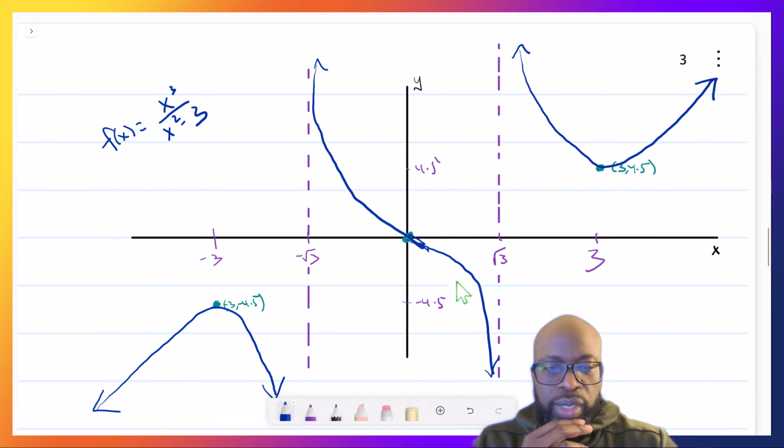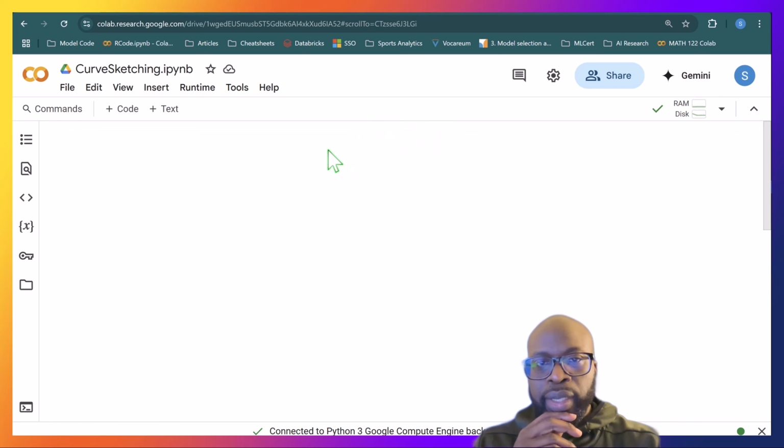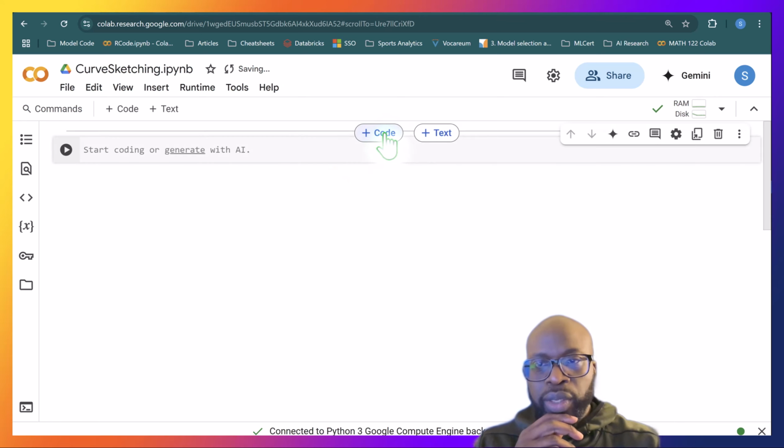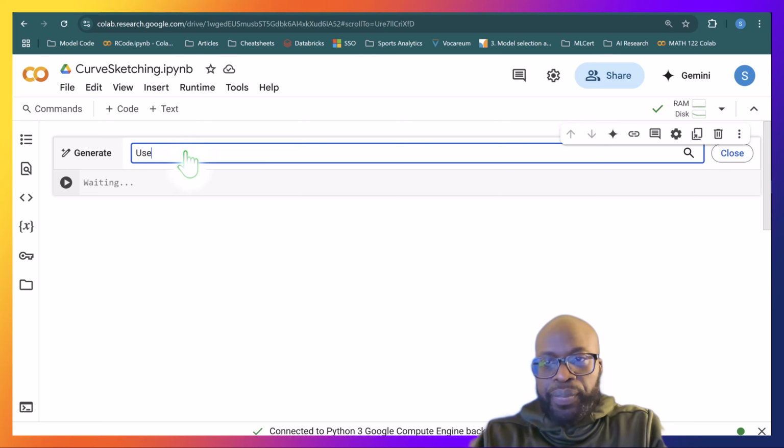All right, so what we want to do next is shift gears and lean on AI to help us do this in Python. I'm going to crack open Colab and spark up a code cell. And what I want to ask it to do is use SymPy. A little bit different than what we did before. We want to see how SymPy works.